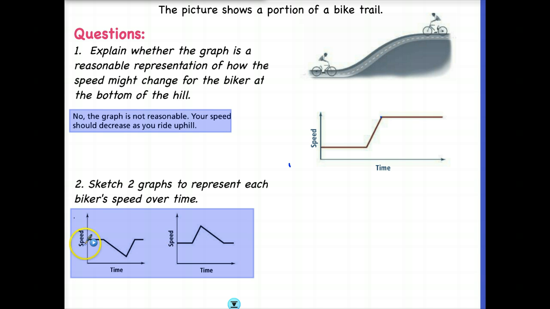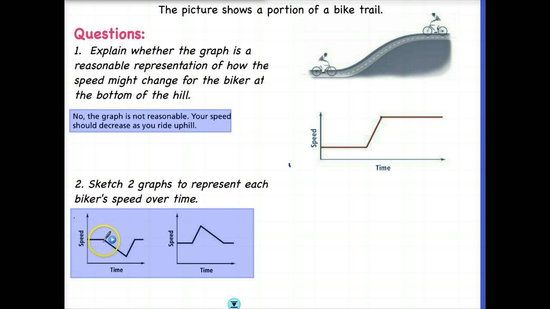Okay, in this first graph, we have a constant rate of speed, and then the speed drops way down, and then goes back up again, and then remains constant. That represents the biker at the bottom of the hill. So let's think about what he's doing. He is traveling at a constant rate of speed.